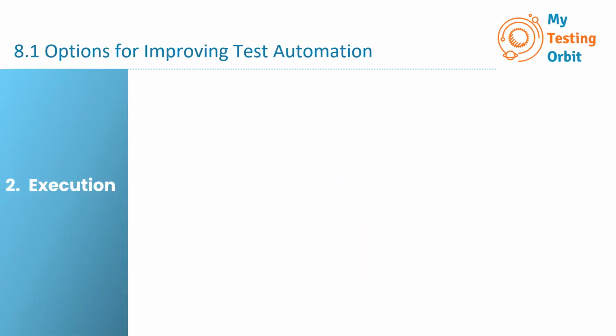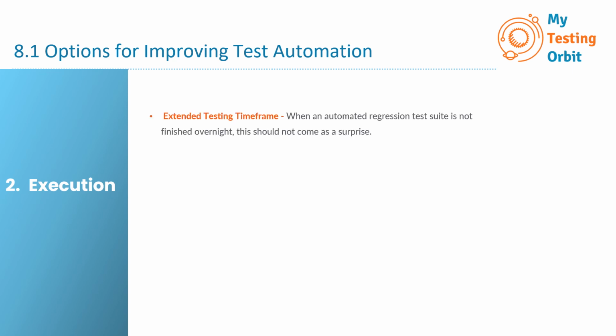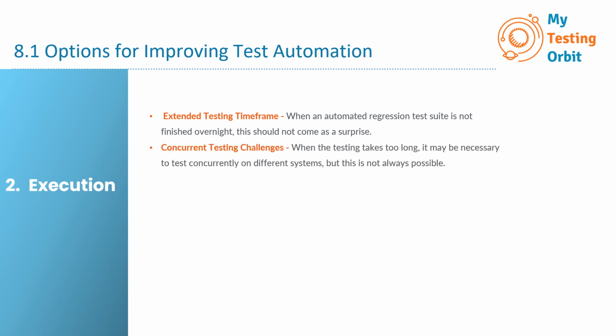So the second one is execution. The first point over here is extended testing time frame. When an automated regression test suite is not finished overnight, this should not come as a surprise. It's not uncommon for regression tests to take longer than expected, especially as the complexity of your application grows over time or when new features are introduced. That's a very common thing.